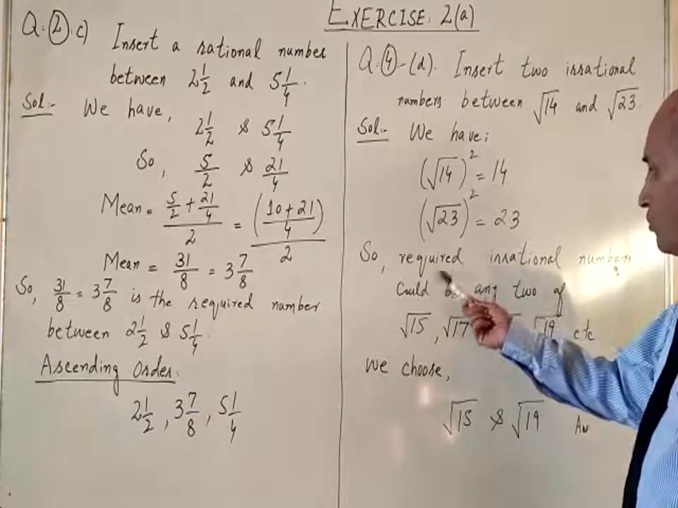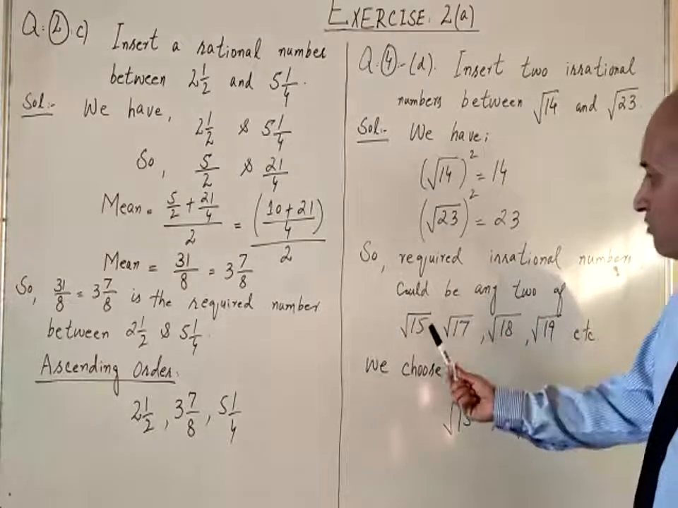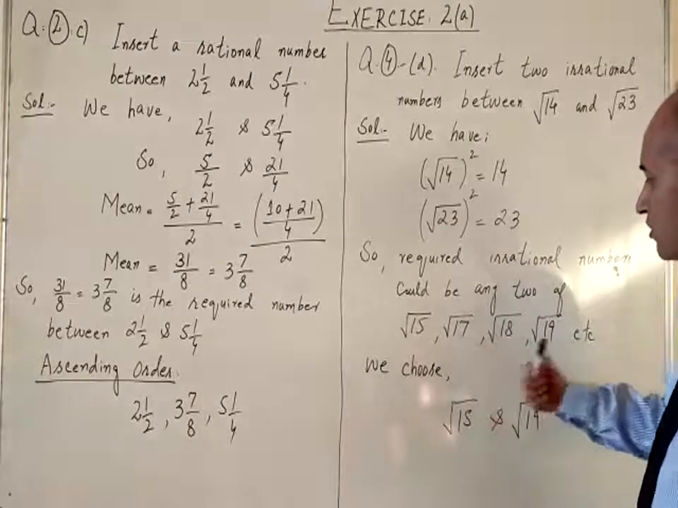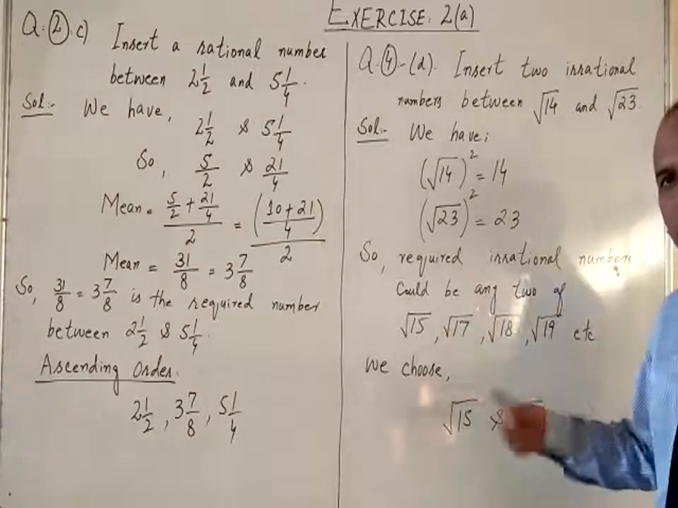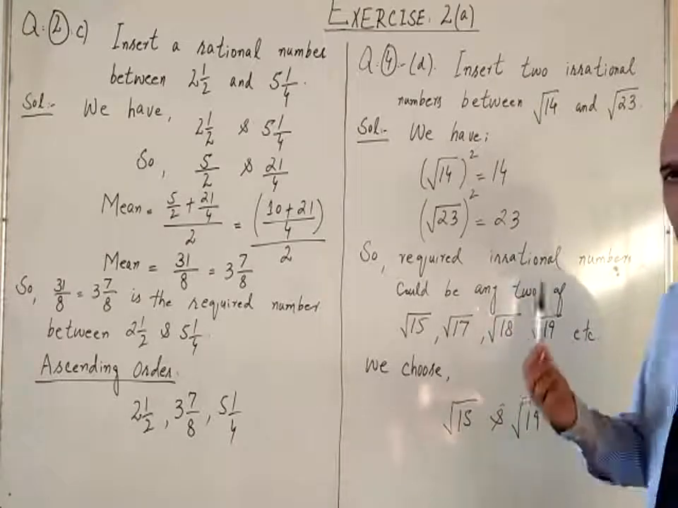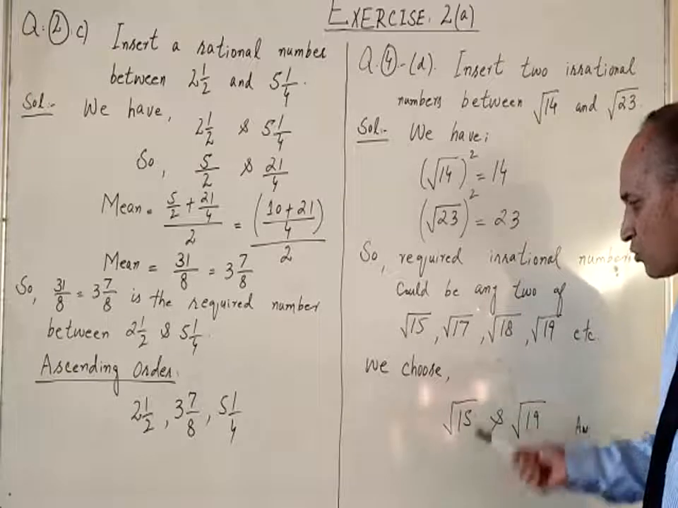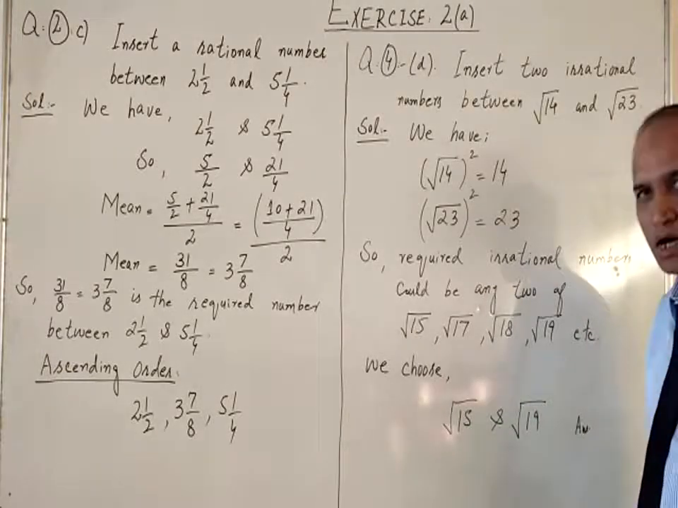So the required irrational numbers could be any two of square root 15, square root 17, square root 18, square root 19 and so on, square root 20, 21, 22 and so on. But we have to choose only two out of these. So we take square root of 15 and square root of 19, which is the answer.